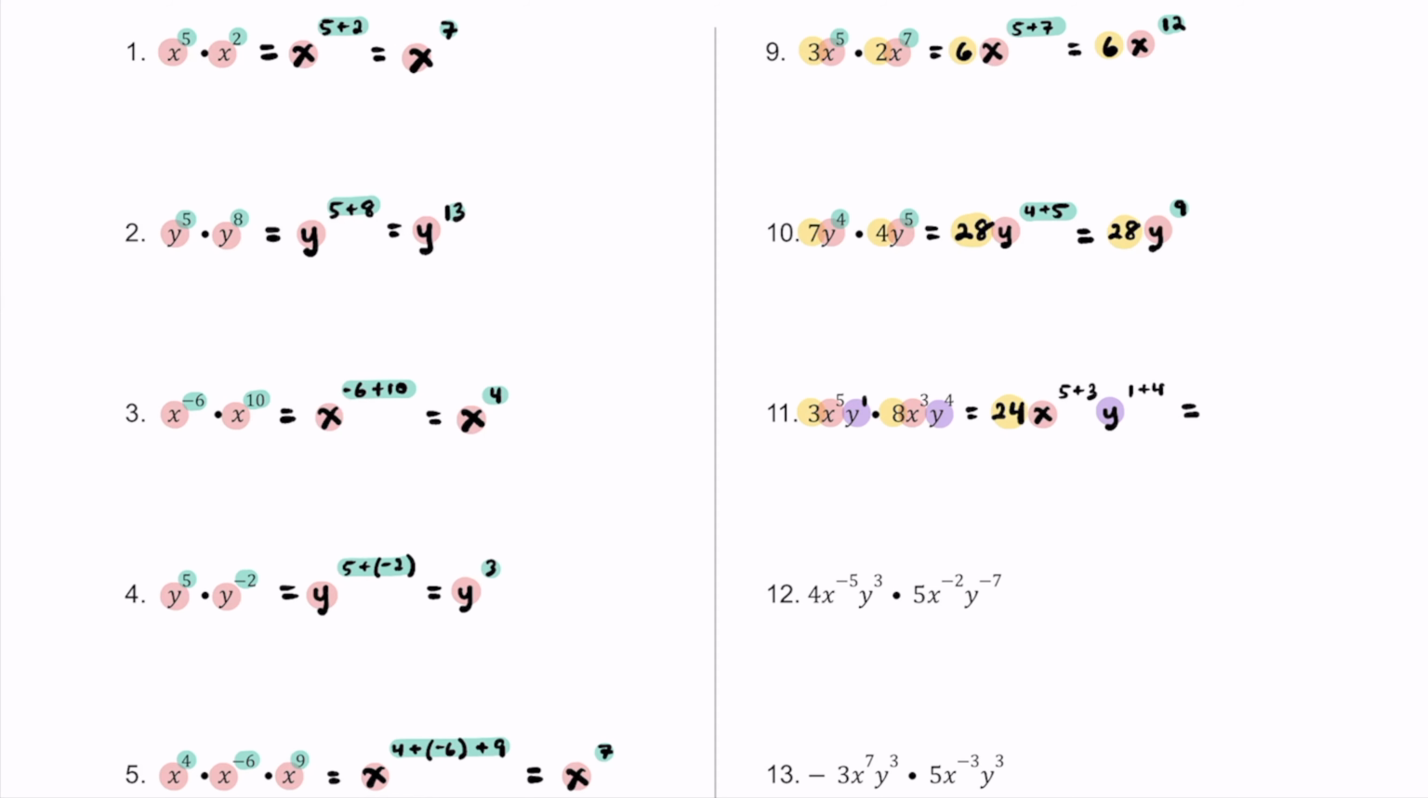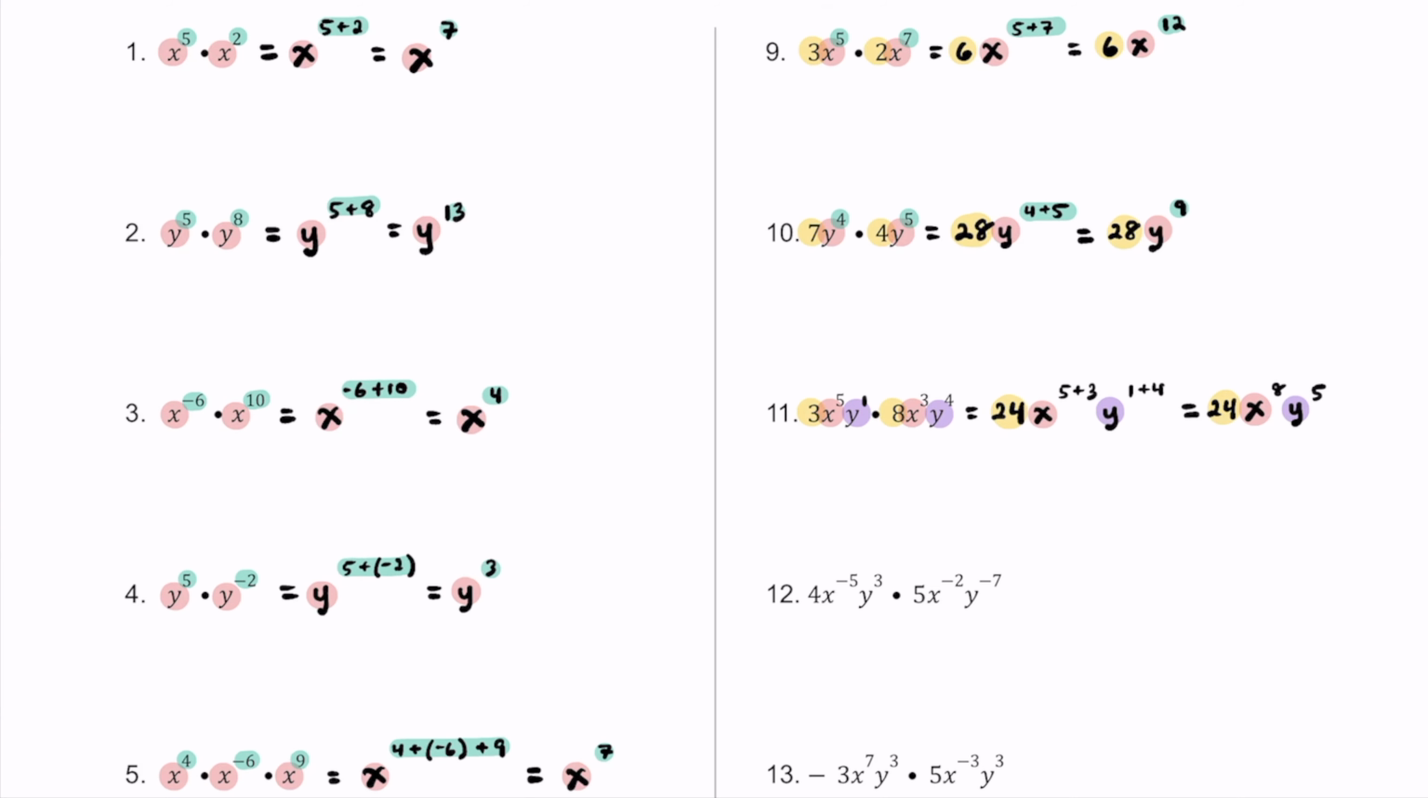All right, so simplifying this and putting it all together, we're going to have 24 for our coefficient. That's going to stay in front here. And then for x, let's see, we have x as our base here. And let's go ahead and add this 5 plus 3. 5 plus 3, that's going to be to the 8th power. And then for our y, we have this base of y, and that's being added this 1 plus 4 together. 1 plus 4 is going to be 5, so it's going to be y to the 5th power.